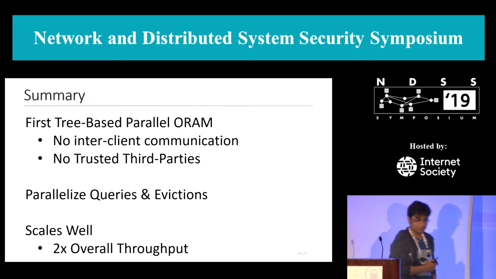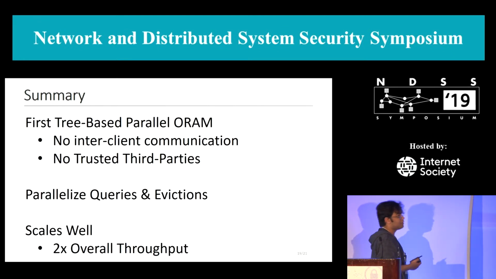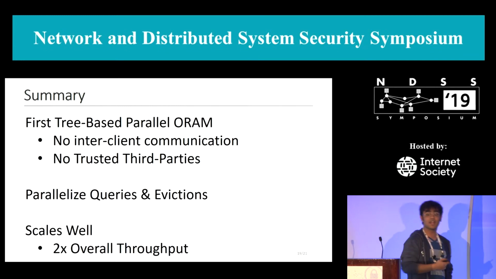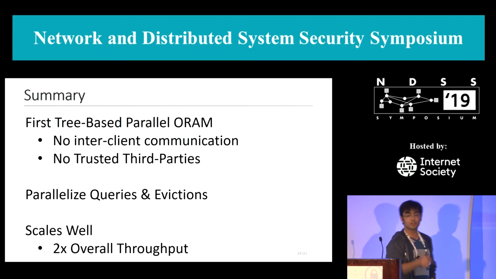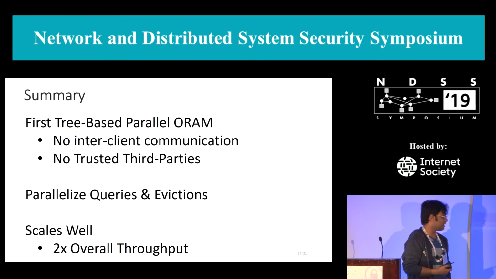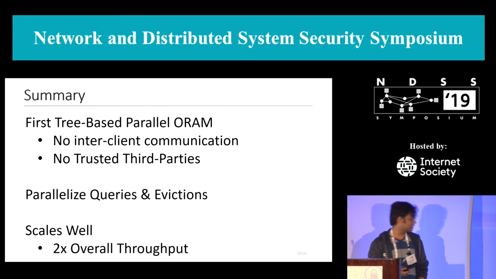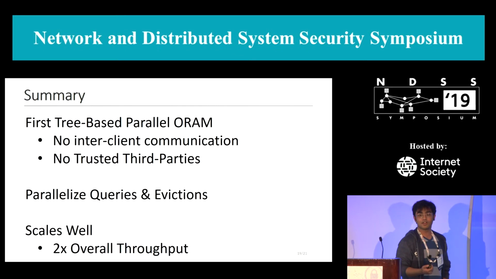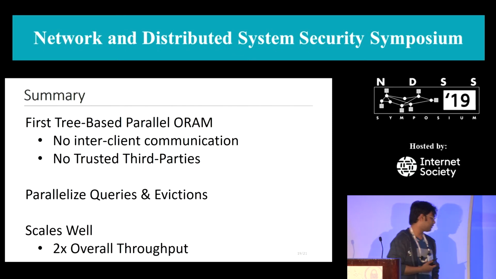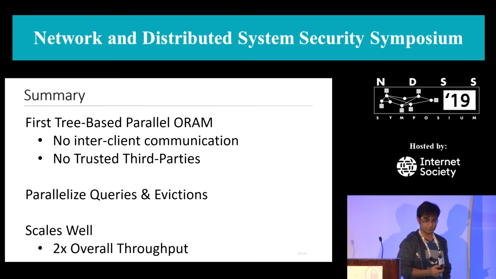OK, so I'm quite quick. OK, to summarize, ConcurORAM is the first tree-based parallel ORAM, which does not require any kind of inter-client communication, does not require any kind of trusted third party, so we do not have any assumptions. In this model, we are able to parallelize both the queries and the evictions. And as a result, we have really good throughput scaling. It's almost a 2 times overall throughput, better throughput than TauStore.